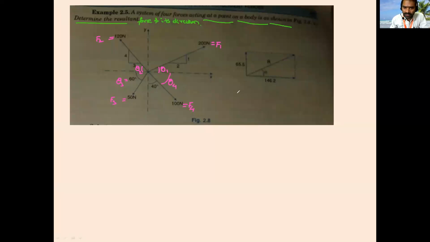So first I will find theta 1. How to find theta 1? He has given the slope 1:2. So can you determine tan inverse of 1/2? If this is theta, tan theta is equal to 1/2. So theta 1 is equal to tan inverse of 1/2. Calculate, all of you. What is theta 1? 26.565. Everyone, you have to calculate.